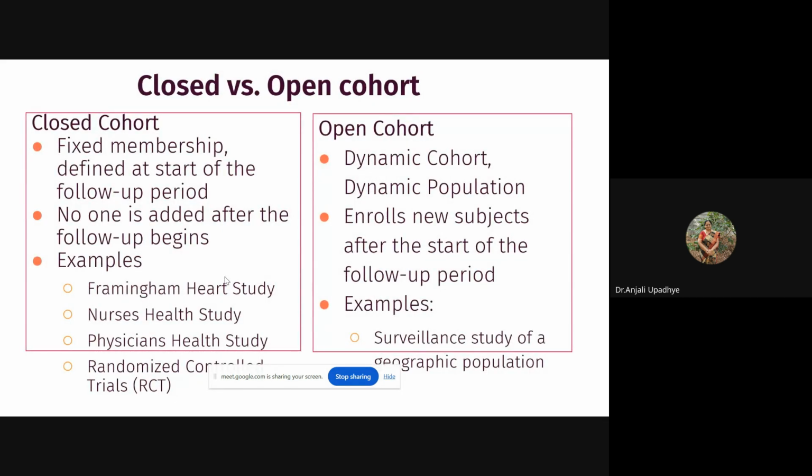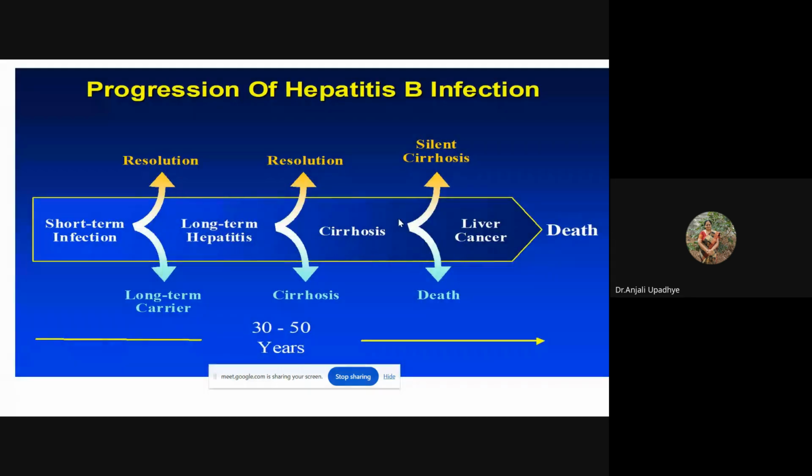So, closed versus open cohort. A closed cohort has fixed membership at the start of the follow-up period. No one is added after the follow-up begins. For example, Framingham's Heart Study, Nurses' Health Study, Physicians' Health Study, or the RCTs are closed cohorts. An open cohort is a dynamic cohort, or dynamic population, where anybody can enroll new subjects after the start of the follow-up period. So we need to observe the study in geographical populations. This is the difference between open and closed cohort.